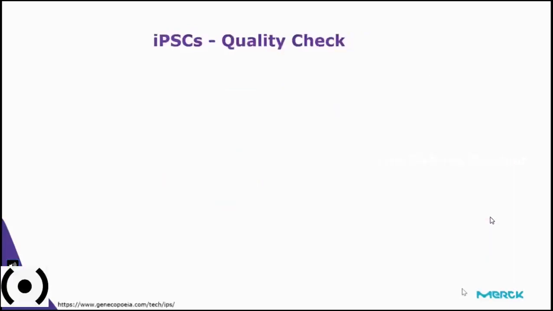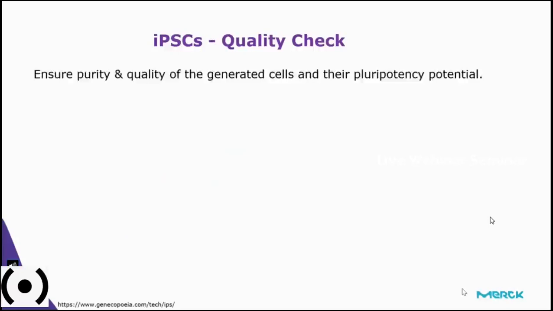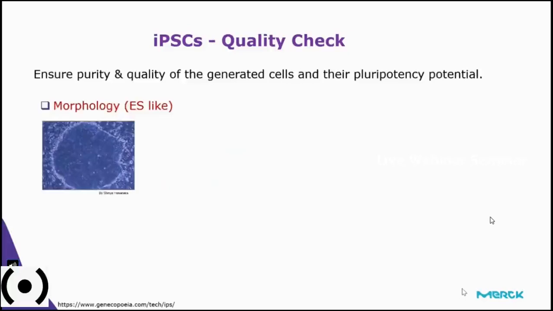Right? Now coming to the quality check. Whenever you are maintaining an iPS cell line, you have to check the quality of these cells. What does it mean? Quality checks means you have to ensure the purity and quality of generated cells and their pluripotency potential. You have to ensure that they are pure, that there is no contamination with the differentiated fibroblast, and that their quality is very good. This can be done by looking at their morphology, which should be very similar to embryonic stem cell morphology.